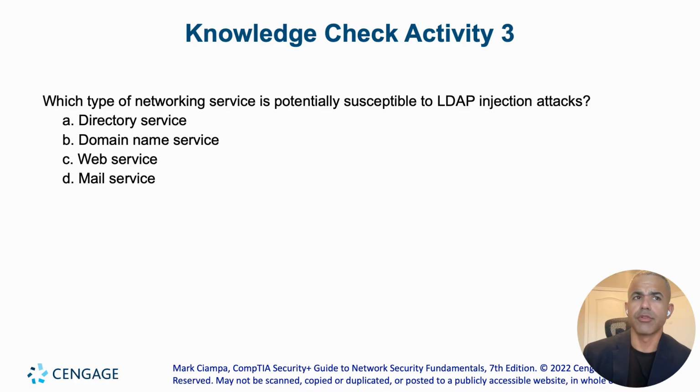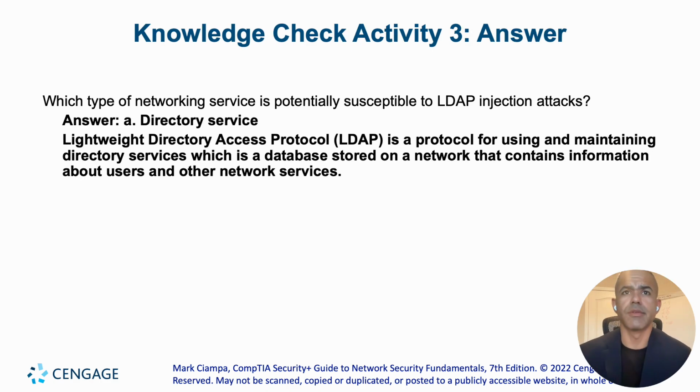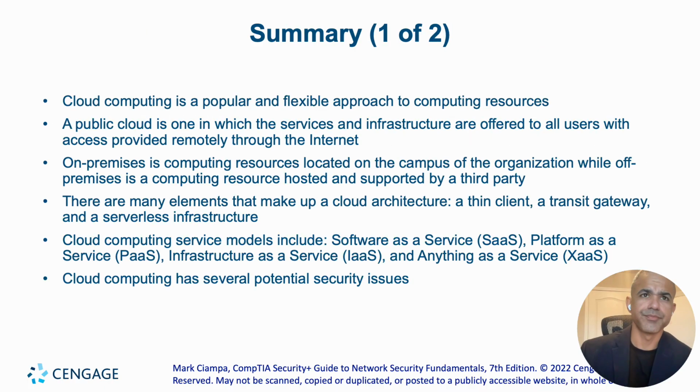And the final question is, what type of networking service is potentially susceptible to LDAP injection attacks, Lightweight Directory Access Protocol? Is it directory services? Is it domain name service? Is it web service, or is it a mail service? Which type of networking service is potentially susceptible to LDAP? If you said directory service, well, that's in the name of the LDAP. Anytime that you keep connecting to a directory domain controller, you're using LDAP, which is the protocol for accessing all of the different users, all of the different objects inside of your network.